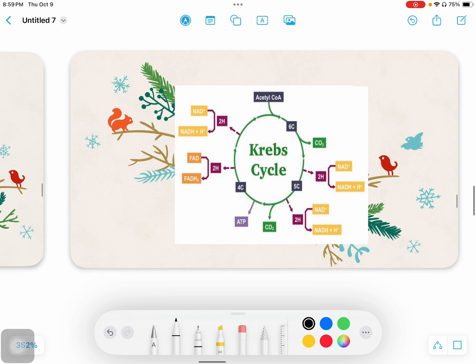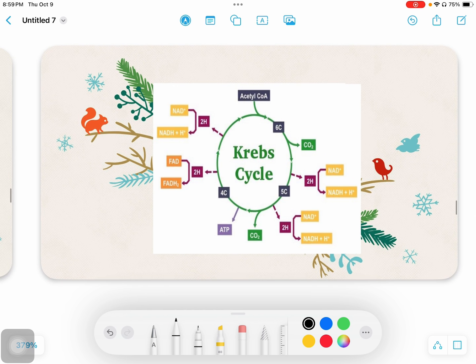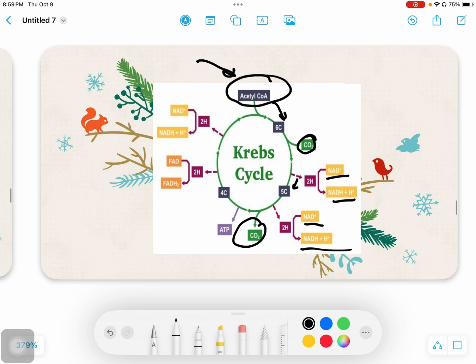So you can see here in the Krebs cycle, we start with this acetyl-CoA. That is part of the pyruvic acid that has been broken down. It gets transformed into acetyl-CoA. And then we're basically breaking down this sugar as it goes. So we have 6 carbon, it releases a carbon dioxide. We continue through. A hydrogen is then released through NADH and NAD+. Then we have 5 carbon, again going through NAD+, releasing more carbon dioxide.